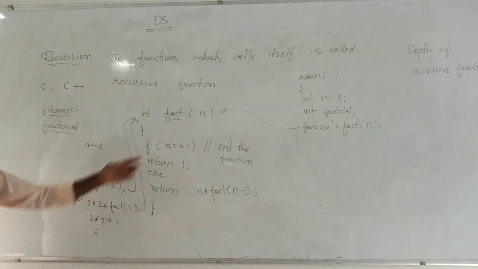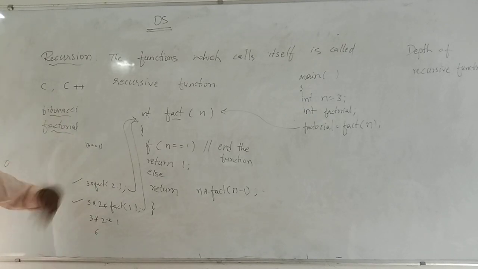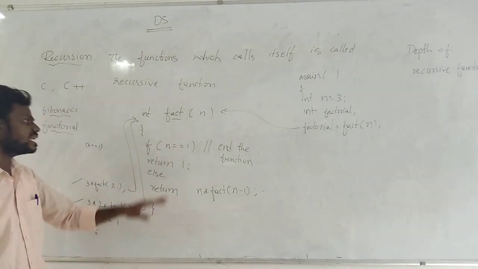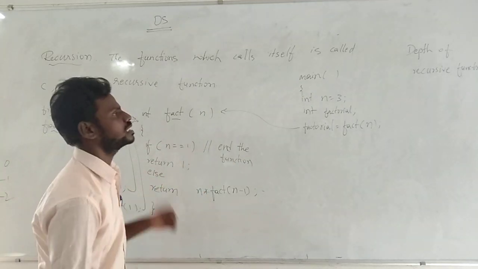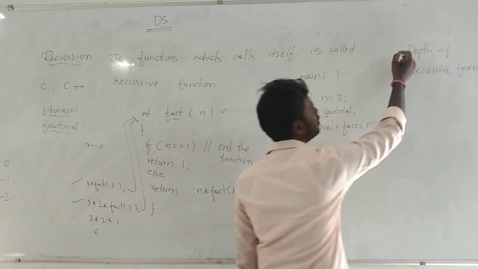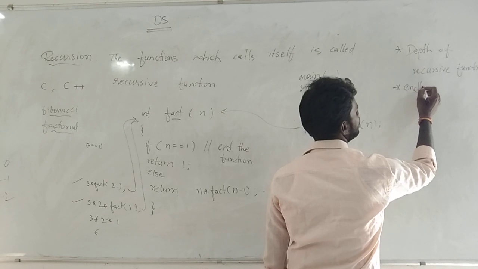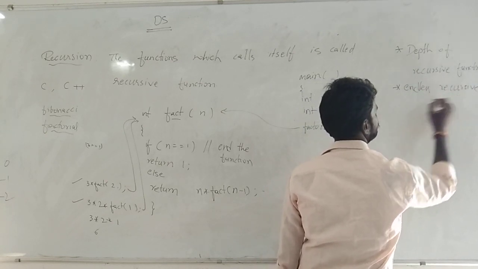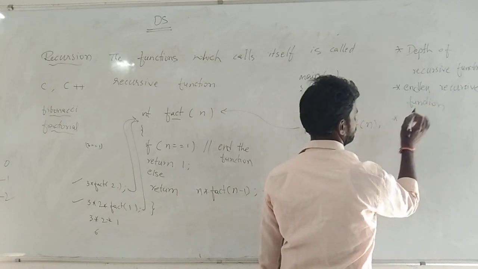for any number of times. Even after n becomes 1, it will take 0, then -1, then -2. Like this it will keep doing the process. There will be no limit, there will be no answer, if you are not putting any end condition in your recursive function. Then that will be called an endless recursive function.